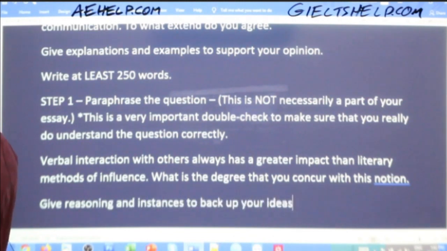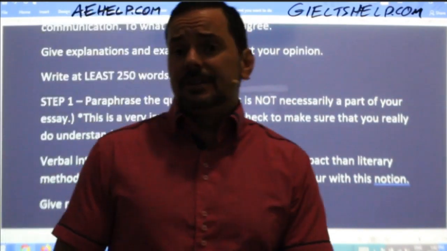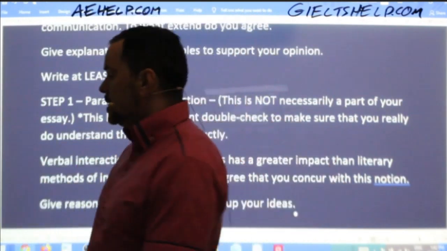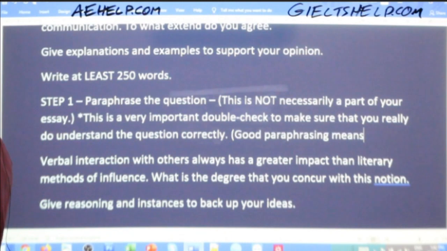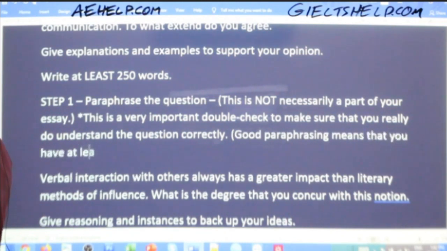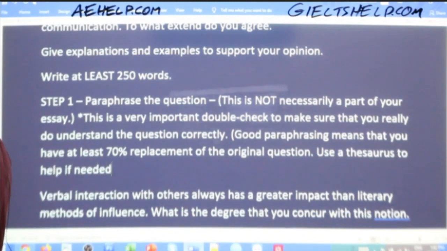All right. So, good paraphrasing. You should have about 80% replacement minimum. Okay. So I'm going to add this to the step number 1 here. All right. Good paraphrasing means that you have at least 70% replacement of the original question. If you're having trouble with that, use a thesaurus, okay? Use a thesaurus to help if needed, all right?